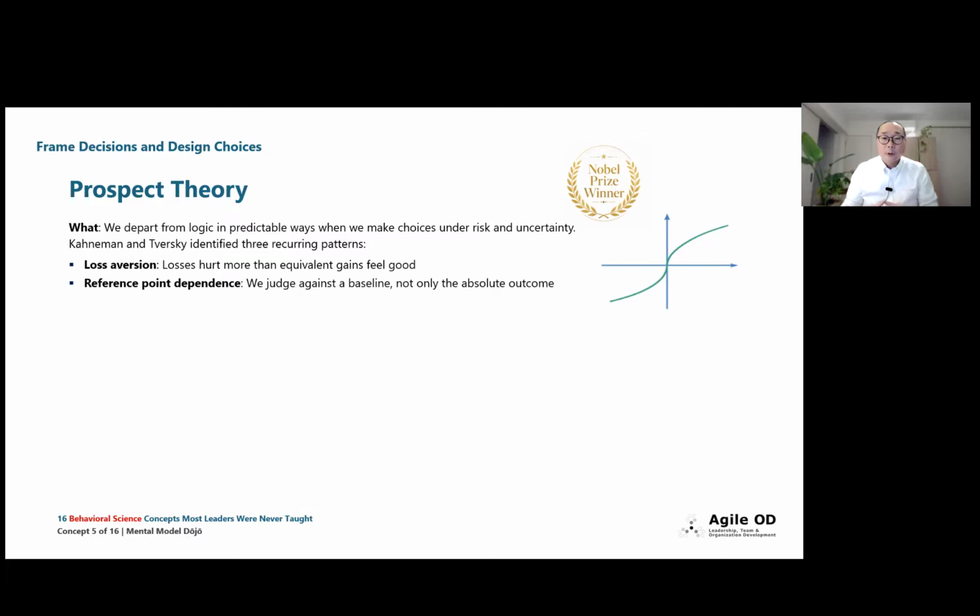Second, reference point dependence. We judge against a baseline, not only the absolute outcome. That baseline might be what we expected, what we had before, what other people received, or what we believe is fair. A team that expected a 10% budget increase may experience a flat budget as a loss. A team that expected a 10% budget cut may experience the same flat budget as a relief. It's the same outcome, but the opposite reaction. This is why "relative to what are we judging this?" is such a useful question to put on the table.